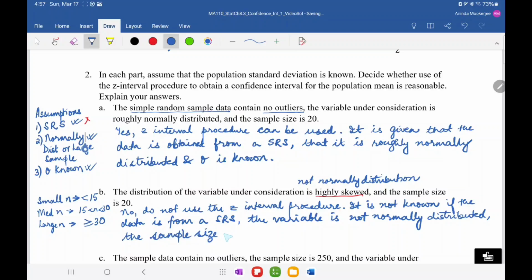n equals 20 is not large enough to assume a normal distribution. All right, that's good enough explanation.